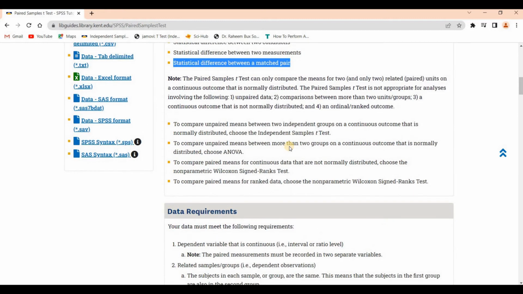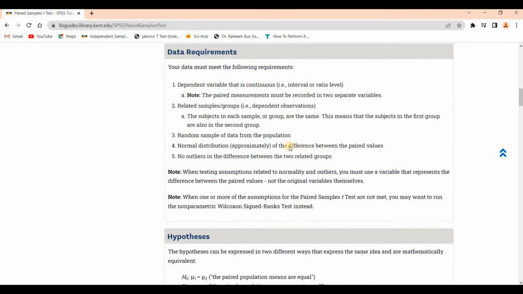Now if you talk about the data requirements, as I already told you, the paired sample test is basically a parametric test. So there are some assumptions which should be met. The dependent variable should be continuous. Continuous can be interval or ratio. Another requirement is related samples or groups.